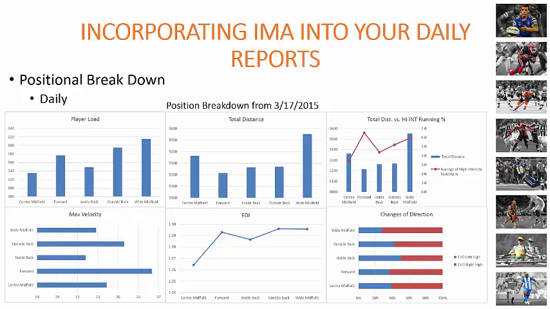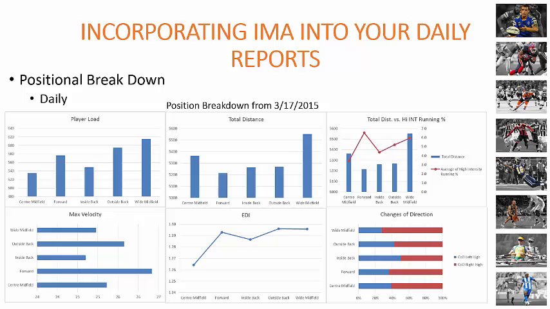So just keep in mind that these can be changed, but I'm not comfortable sharing any of our team's data by name, so this is all de-identified. There are no names on any of our graphs that we're going to examine today. In any case, this is a position breakdown whereby we're looking at player load, total distance covered versus high intensity running, max speed, EDI, which is a measure of explosiveness, and then changes of direction. All of these graphs, except for the change of direction, are based off GPS data, but IMA is your change of direction data.